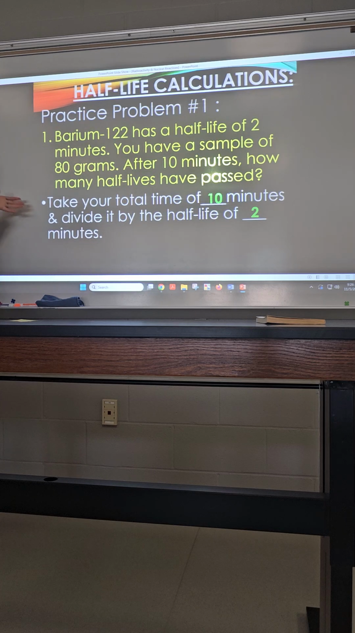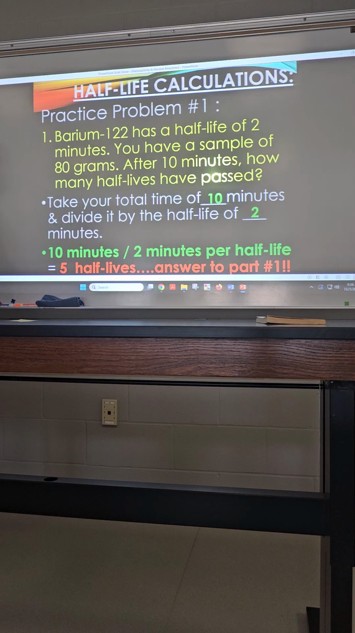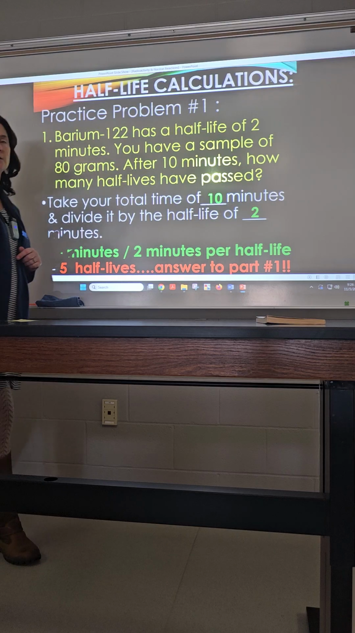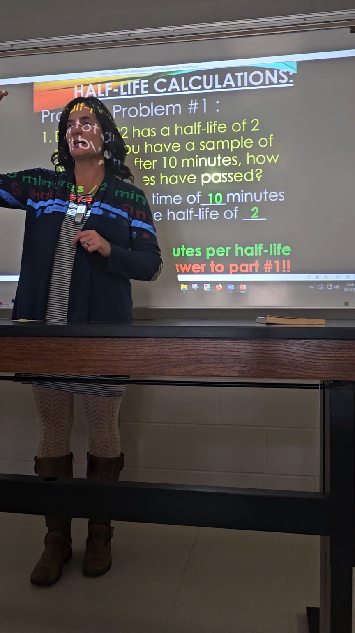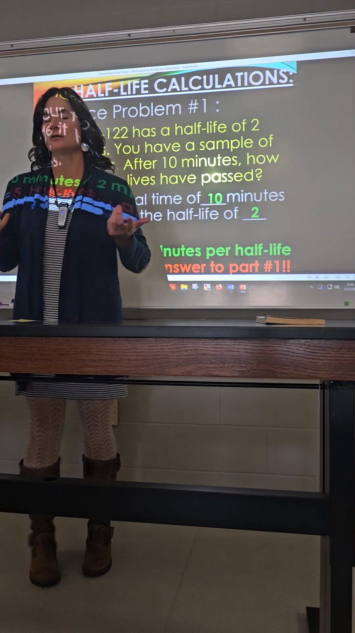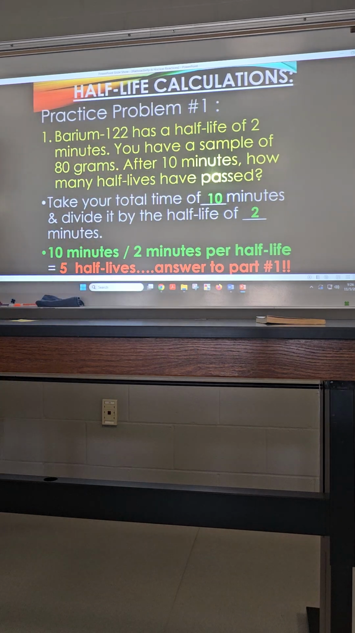This is going to give you how many half-lives it went through. So 10 divided by 2 is 5. So that is the answer to part 1. That's pretty easy, right? Your total time divided by what the half-life is. And this is how many half-life cycles it went through. So it went 2 minutes, 2 minutes, 2 minutes, 2 minutes, 2 minutes, which is 2 minutes times 5, which gives you a total of 10 minutes, which is what the problem said. All right, so that's part 1.